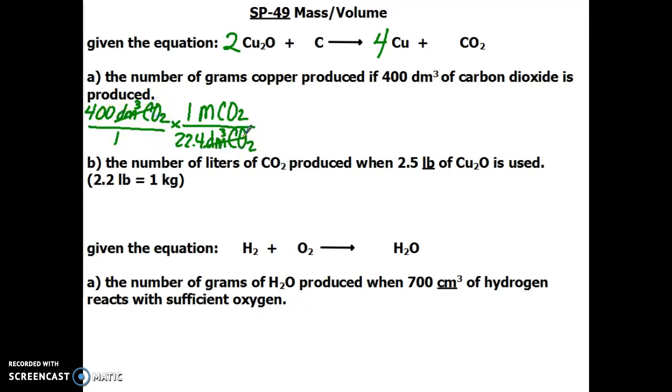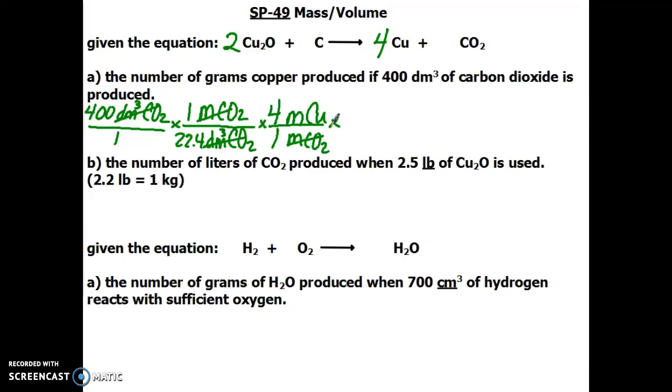My third step is always the same. It's a mole-to-mole ratio. Moles of CO2 are on top, so moles of CO2 have to go on bottom. I'm going to put moles of what I'm looking for on top, and what I'm looking for at this point is copper, Cu. Those numbers always come from the balanced equation. From the balanced equation, I have 4 moles of Cu and 1 mole of CO2. Moles cross off, moles cross off.